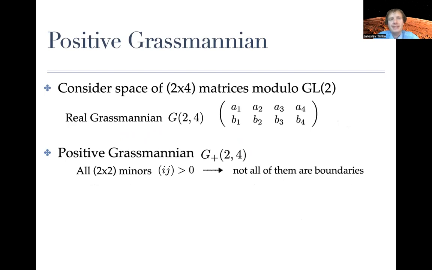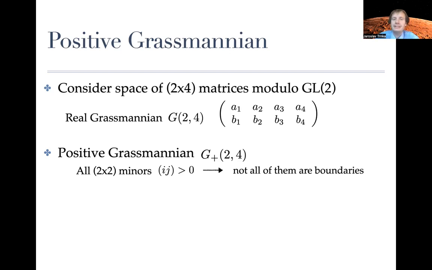And this is where the Grassmannian enters, when we need more conditions than just boundaries. So let's consider the space of 2x4 matrices modulo GL2. This is a Grassmannian G(2,4). It describes a 2-plane in 4 dimensions. And there is a positive part of this Grassmannian, which says that all 2x2 minors are positive. So these are our positivity conditions.